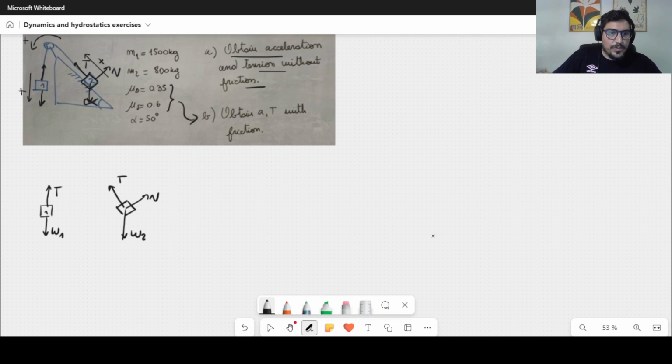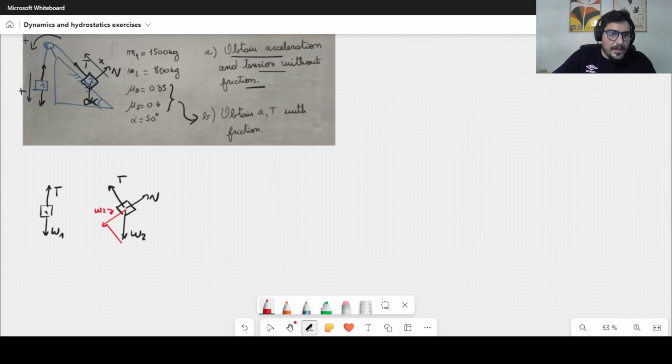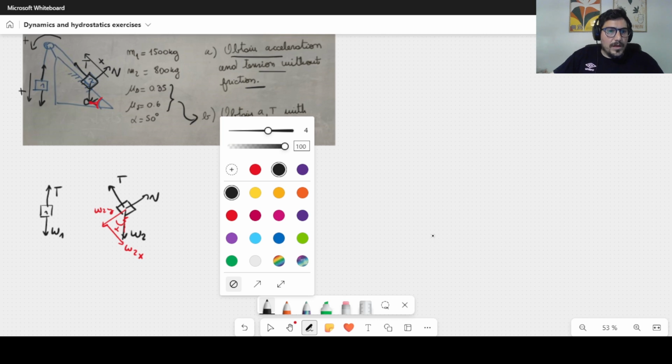Well, the free body diagram without friction is tension, normal, and weight. Here we have weight 1 and weight 2. How do we proceed with the weight? We are going to split weight 2 into weight 2 in y and weight 2 in x. And we notice that this angle is equal to the angle alpha. So we obtain weight 2 in y and weight 2 in x, and once we have these two contributions, we forget the real weight.